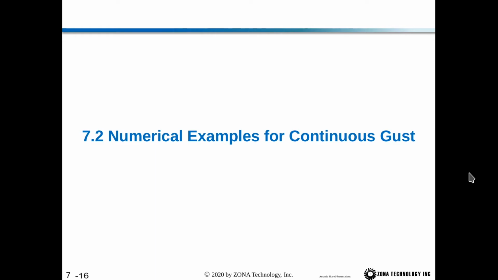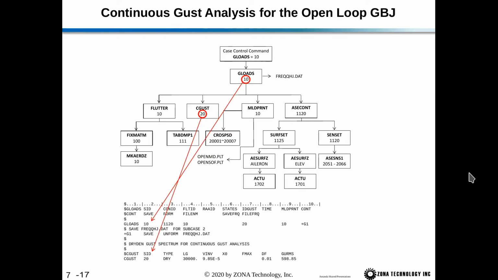Next, we'll look at some numerical examples for the continuous gust. Once again, we're going to be using the GBJ, the generic business jet model, and now instead of a discrete gust analysis, we're doing a continuous gust analysis. So the G-loads card refers to a CGUST card now. The ID gust field of our G-loads card is 20, referring to the CGUST card with ID 20. Additionally, in our MLD print, we're referring to some CROSPSD cards, and then everything else remains the same as our previous discrete gust analysis.